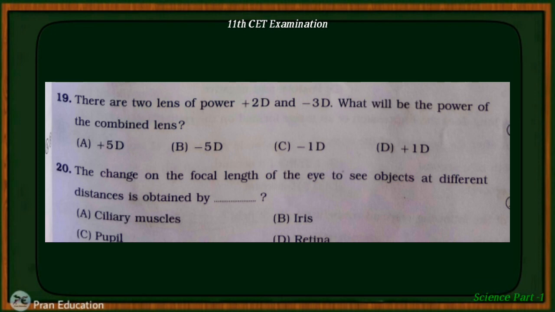What will be the power of the combined lens? Options: A. Plus 5D. B. Minus 5D. C. Minus 1D. And D. Plus 1D. Correct option is option C.